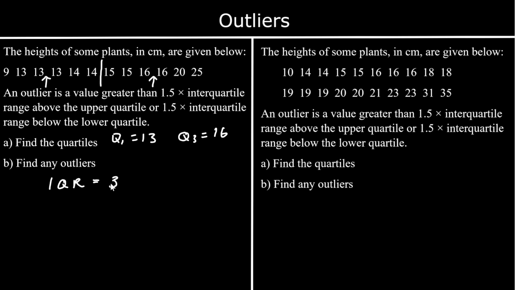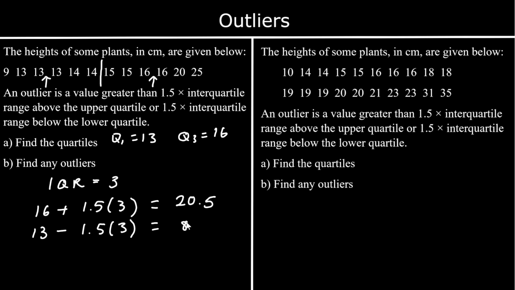So we're looking for 1.5 times the interquartile range above the upper quartile, or 1.5 times the interquartile range below the lower quartile. So it's 16 plus 1.5 times 3, or 13 minus 1.5 times 3. So 16 plus 4.5 is 20.5. 13 take away 4.5 is 8.5. So are there any outliers? Yes, 25 is an outlier.